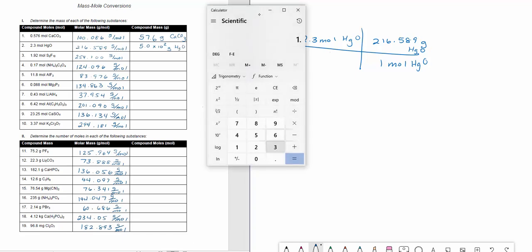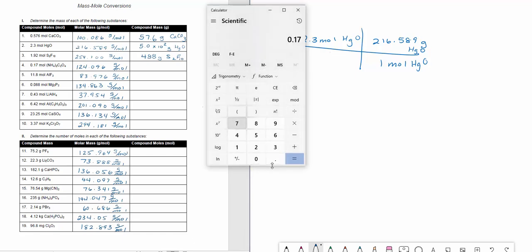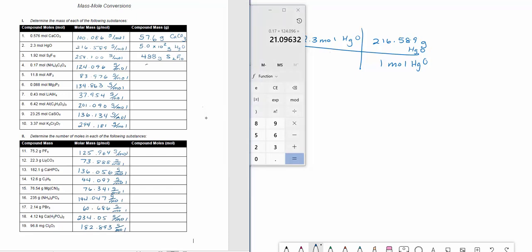Similarly, I'm going to take the moles and multiply by the molar mass in order to get my grams. I have 3 significant digits. I need to end with 3 significant digits, so this would be 488 grams of S2F10. Number 4, I'm going to take 0.17 moles and multiply it by 124.096 grams per mole. I started with 2 significant digits. I end with 2 significant digits. 21 grams of, let's see, this is an ammonium compound. I don't have my glasses on. I think that's what it says.